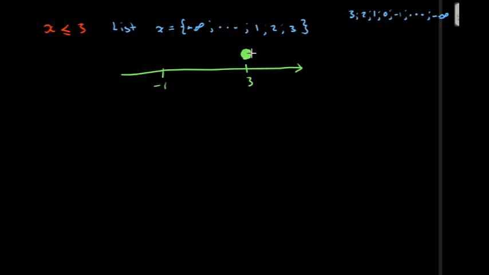Which side should we point? To the right? Less than 3 means to the right or to the left? Less than, to the left. So less than 3 means that all the numbers that are found this way, this is what we call x is less than or equal to 3.